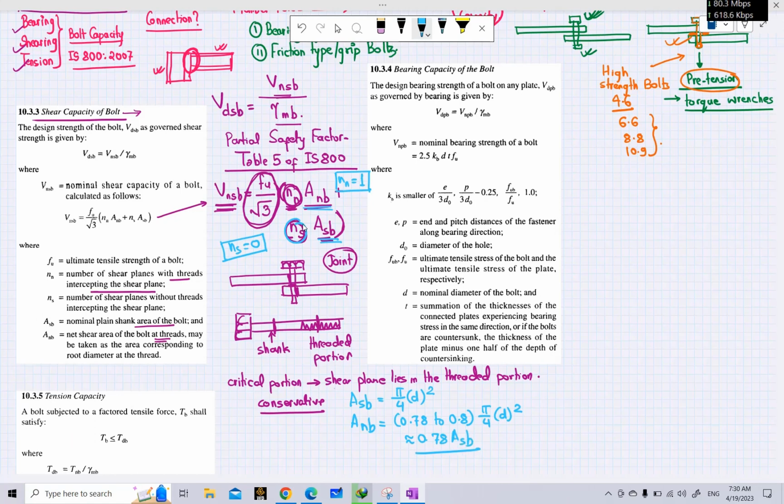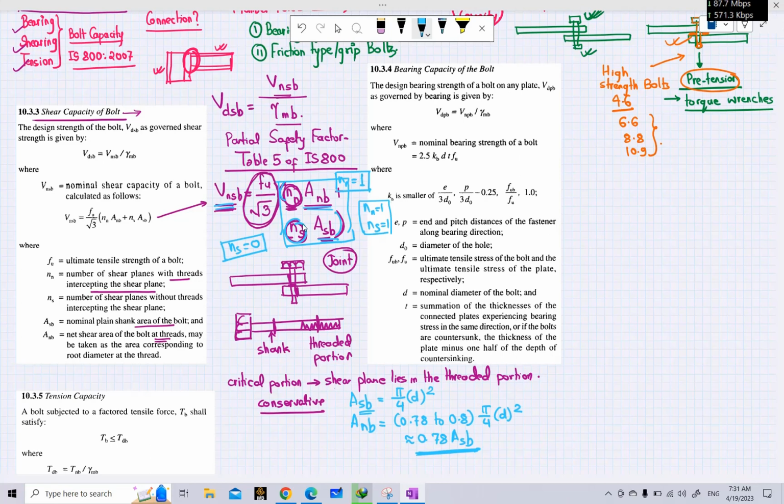Now you can see why the critical condition is for the shear plane lying in the threaded portion, because the area of the threaded portion is less as compared to the area of the shank portion. When we consider that the plane lies in the threaded portion, the value inside the bracket gives lesser area, so the nominal shear capacity of the bolt also comes out to be a lesser value. So that is why for single shear joint we consider the shear plane to be lying in the threaded portion to be on the safer side. For double shear joint, we can take Nn 1 and Ns 1, and then perform the calculation. We will look at this calculation in our next lecture, when we will discuss this formula in detail once again.